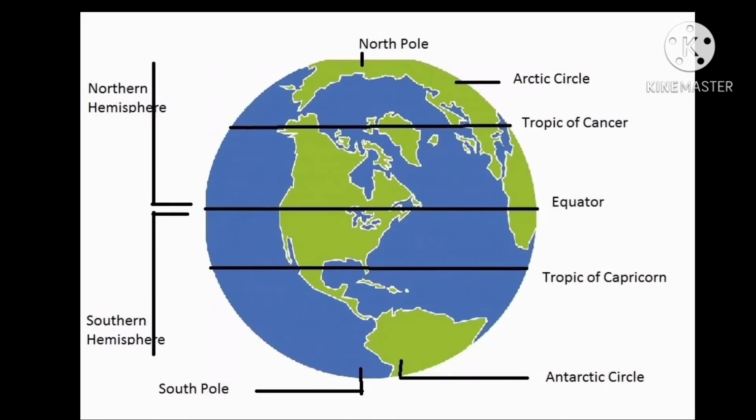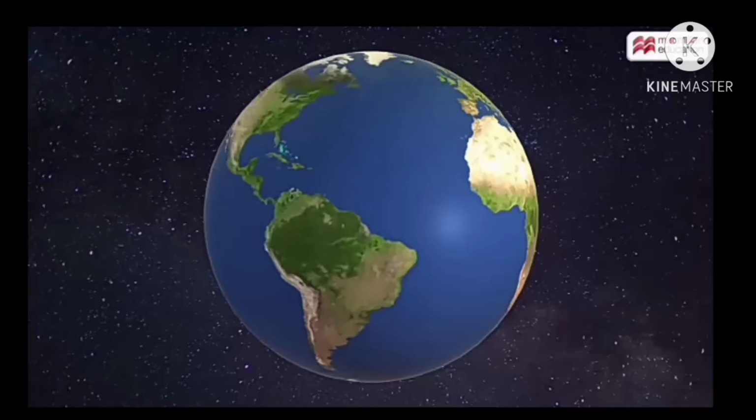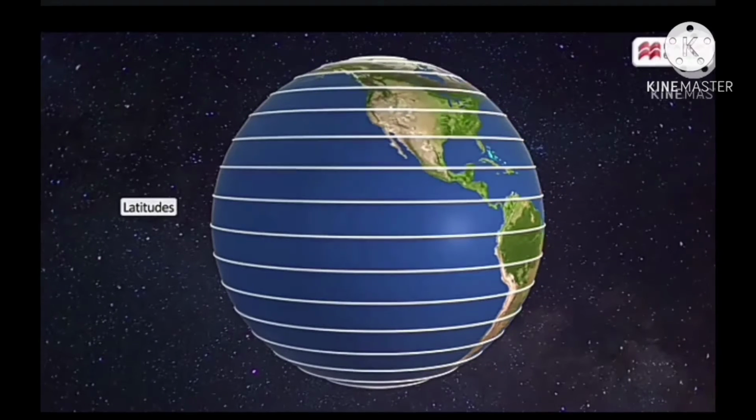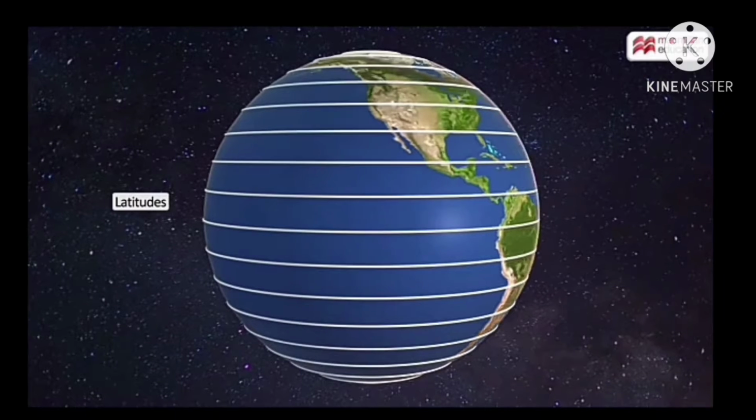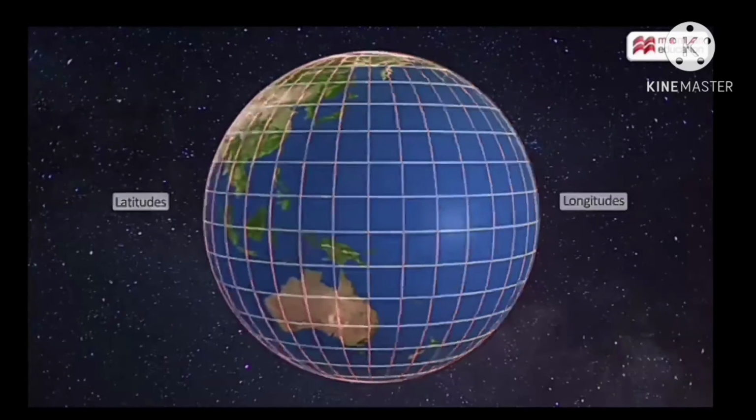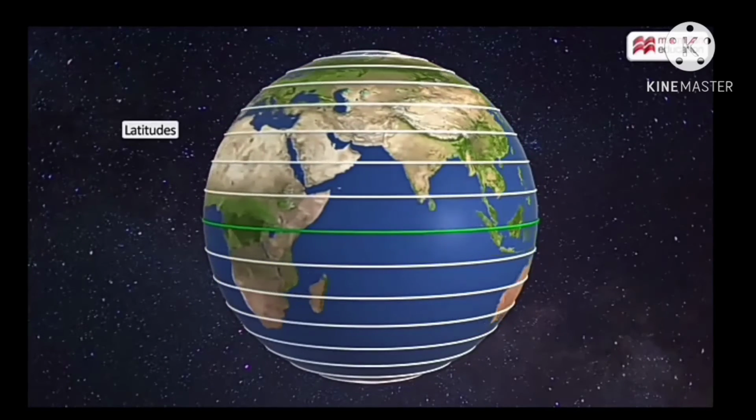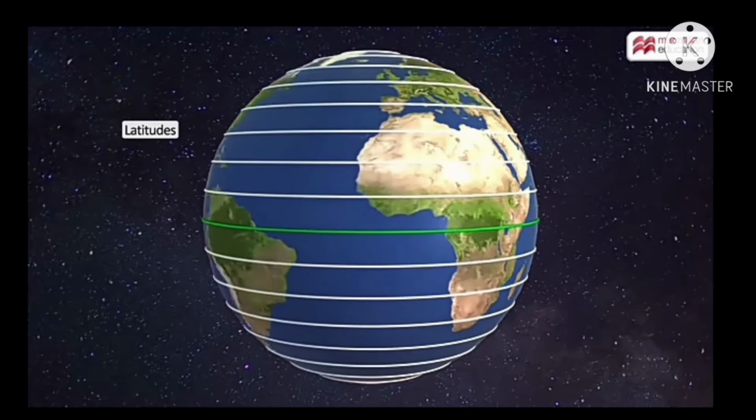Now, what are these latitudes and longitudes? First, we shall learn what latitudes are. Latitudes and longitudes are the imaginary lines drawn on a globe to help us easily locate places exactly where they are located. Latitudes are the horizontal lines drawn on the globe. They specify the north-south position of a point on the Earth's surface. Latitude is an angle which ranges from 0 degree at the equator to 90 degree at the poles.